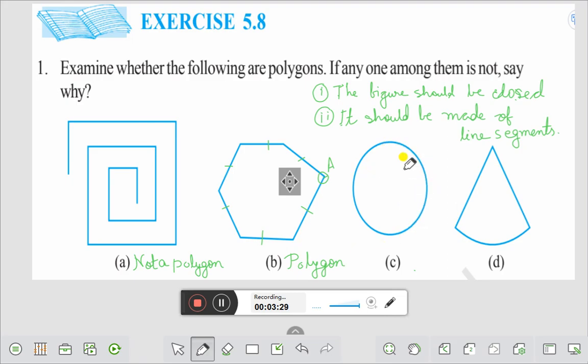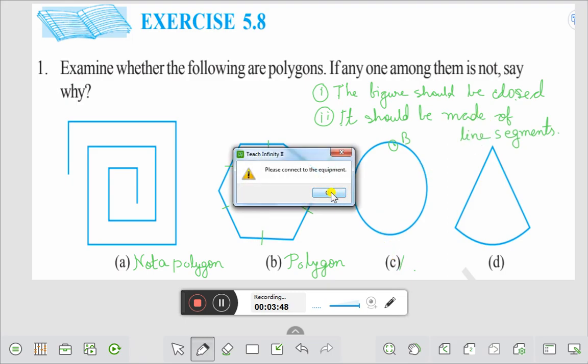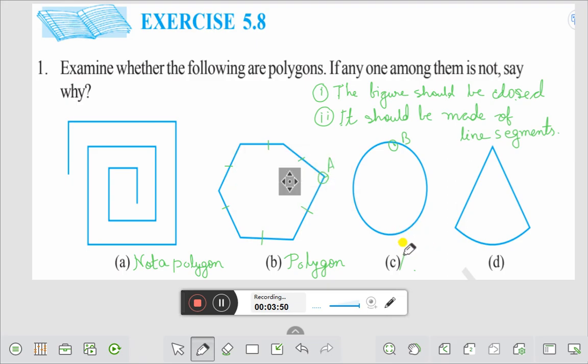Now you see, this is a closed figure. Suppose I take a point here. This is point B. It starts from here and goes there and comes to the same point. The initial point and final point are the same. That is, it is a closed figure. But it is not made up of line segments. Therefore, it is not a polygon.